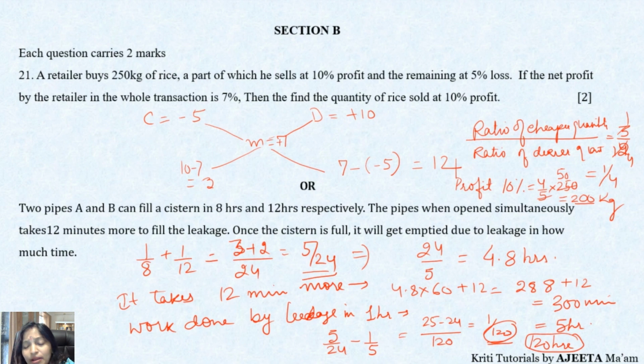I repeat it again. First we found out how much time A and B take to fill the tank, so we got 4.8 hours. When the pipes were open simultaneously, it takes 12 more minutes to fill because of the leakage. So that means it will take 5 hours in total to fill the tank. Right. So now it takes 5 hours in total.